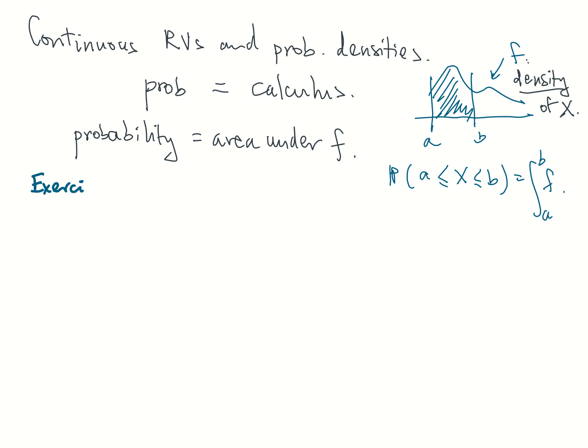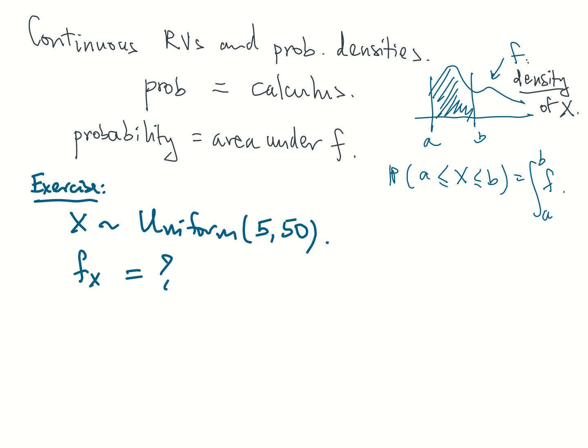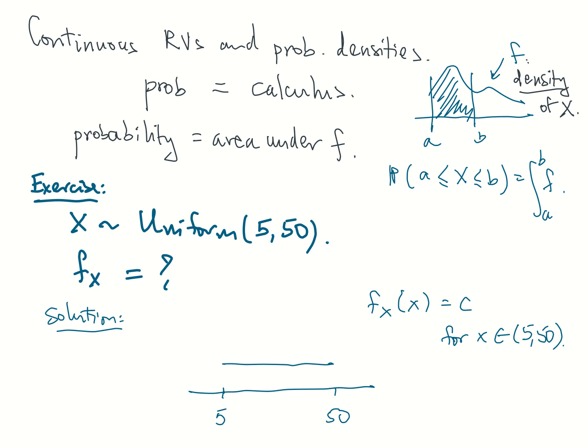Here is an exercise. Let x be a continuous uniform between 5 and 50. What is the density of x? Solution. Since x is uniform, intuitively this density should be a constant on this interval. Now, we need to decide the height of this constant. The area under the curve has to be equal to probabilities.